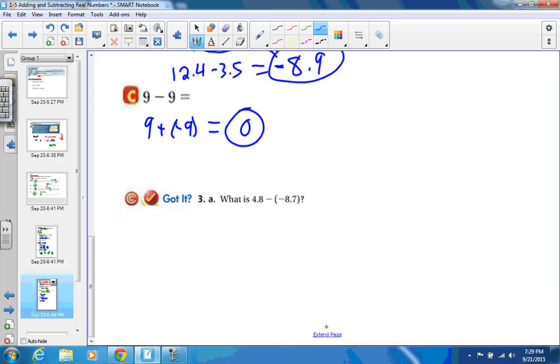All right, one more. Try this one on your own. What is 4.8 minus a negative 8.7? Go ahead. At least start it out and rewrite it how it should be rewritten in addition.